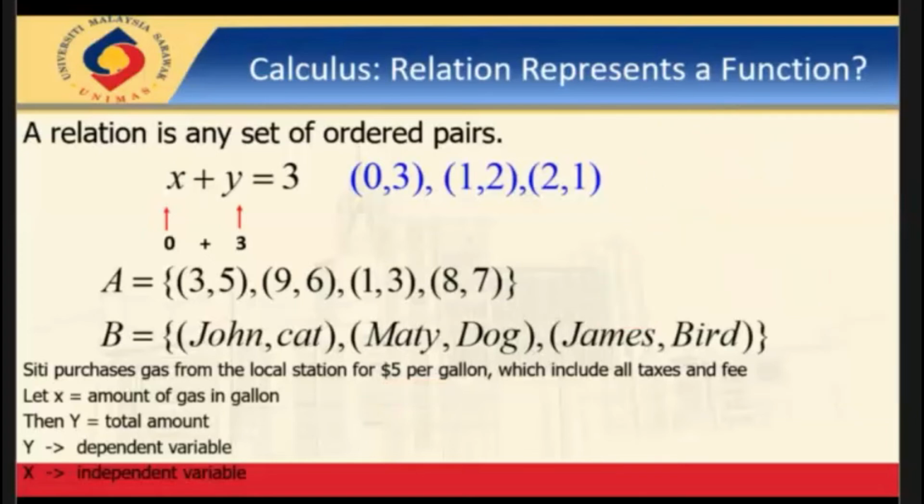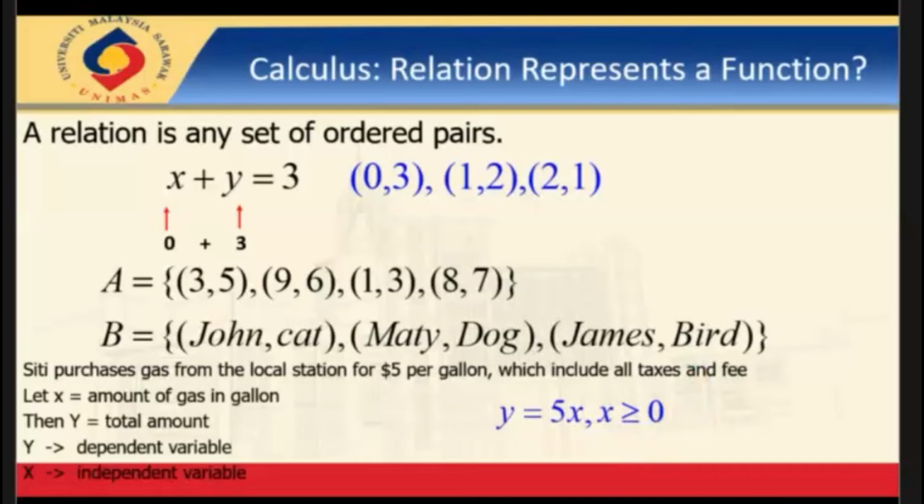Is it okay? The x may be 0, or if the city buys some gas. Meaning to say, if the city doesn't buy any gas, then the x will become 0. But if the city buys some gas, then it may be 1 gallon, 1.1 gallons, 1.2, 1.3, or maybe 2 gallons or 3 gallons.